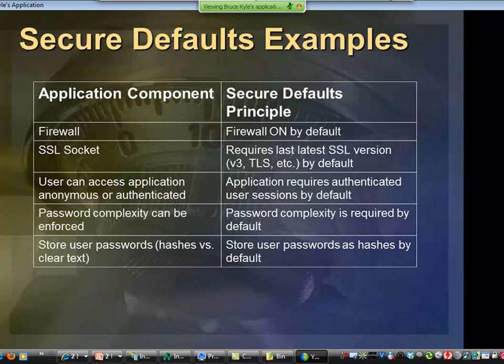So here are some examples. Again, the firewall is on by default. Here's another example, SSL socket. If your application can read data through the socket, then the default is set to v3. Password complexity: if your application can require users to have complex passwords, then that feature should be enabled by default. Oh, and probably one of the key ones is you never store user passwords. What you do is you store the hashes.